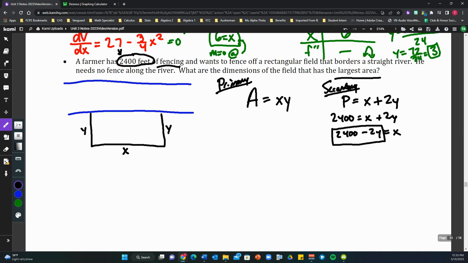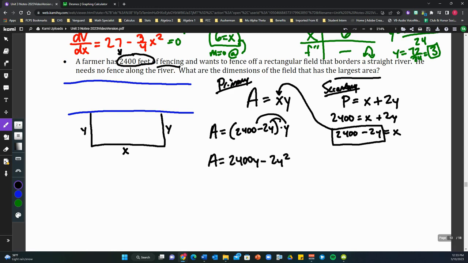But in this case, solving for x allows me now to take this quantity and substitute it into our primary equation. So that yields 2400 minus 2y times y. So when I distribute, we get area is equal to 2400y minus 2y squared. Now we have a primary equation for the quantity we're trying to optimize, area, that depends on one input variable. So now we can take the derivative with respect to that variable.